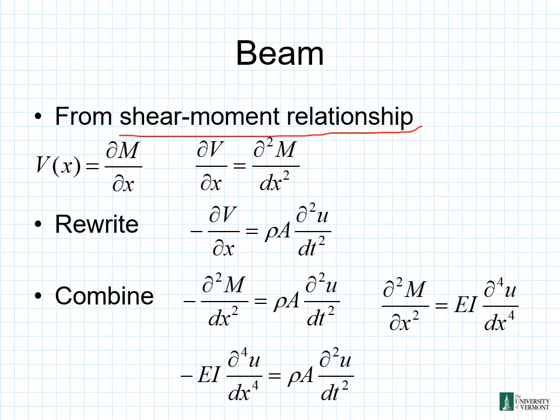Combine this here, and we have the second partial of M with respect to x equal to rho A times the second partial of u with respect to t. So our second partial of M with respect to x is equal to our EI times the fourth partial of u with respect to x. And we finally end up down here with the last relationship: negative EI times the fourth partial of u with respect to x equals rho A times the second partial of u with respect to t when we combine everything.